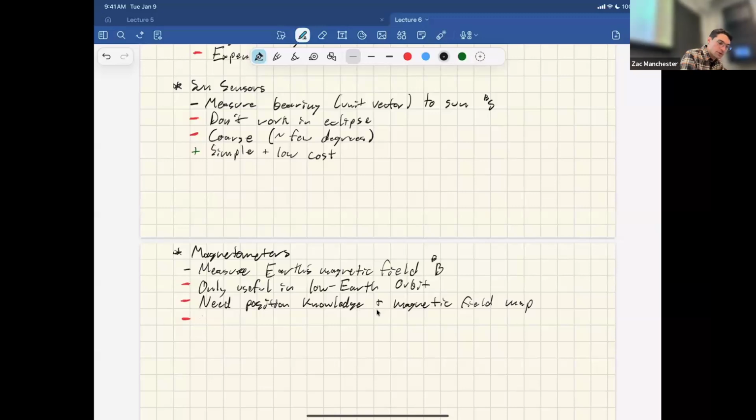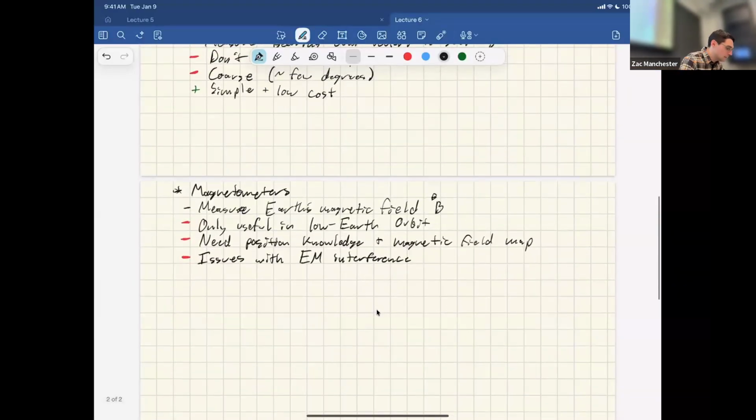Let's write that down. Issues with interference. The other kicker is that often on low-cost spacecraft where you'd like to use magnetometers, you also like to use magnetorquers as actuators, and obviously those saturate the sensor and blind you. So there are very annoying issues with this. What else? These are pretty coarse, similar to the sun sensor, a few degrees.